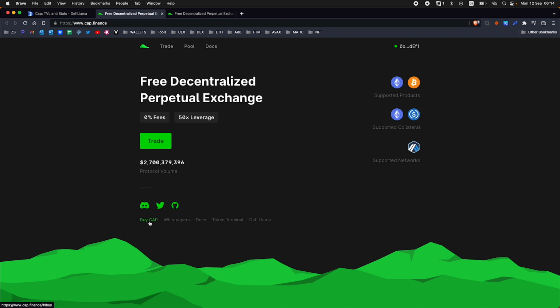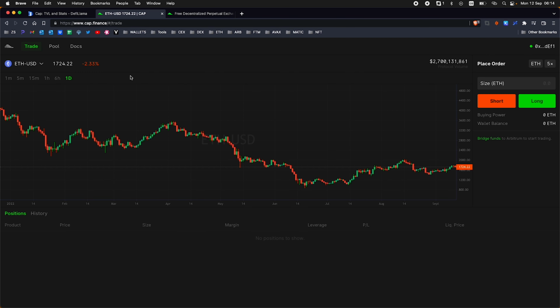So you can always check anything I say by reading the docs here. You can check a lot of stats, Token Terminal. It's really, really interesting, and you can compare it against other protocols. And then you can read their white paper here as well. But we're going to get into trade, and let's say you wanted to trade.